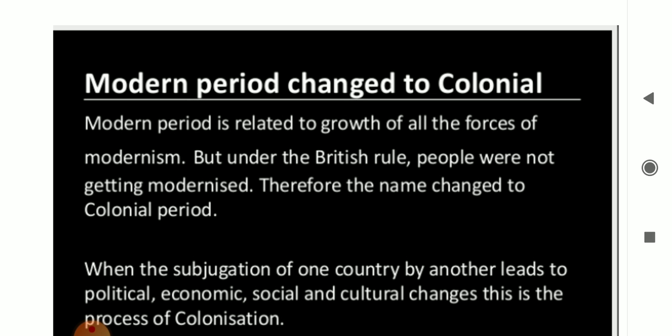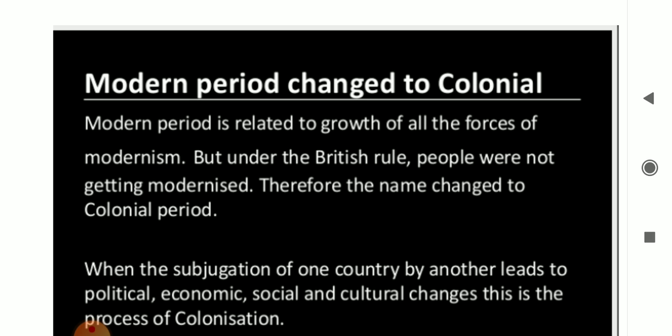Modern period is related to all the forces of modernism, growth of education, development of education, and so forth. But under the British rule, people, especially Indian people, were not getting modernized. Instead, we were being subjugated, and the British established their rule, controlling and subjugating our local Nawabs and Rajas. They established control over the economy, society, collected revenues, and so forth.